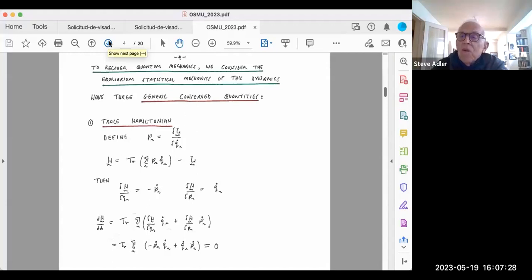So the trace Hamiltonian is a generic conserved quantity, even in the presence of these operator coordinate time derivatives and canonical momenta. Okay, next slide, please.